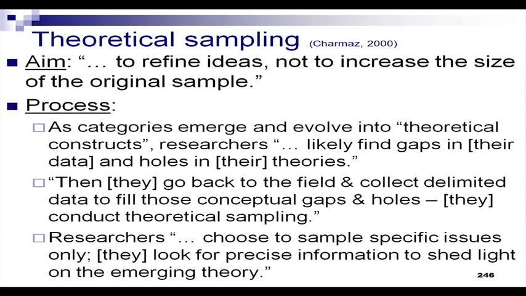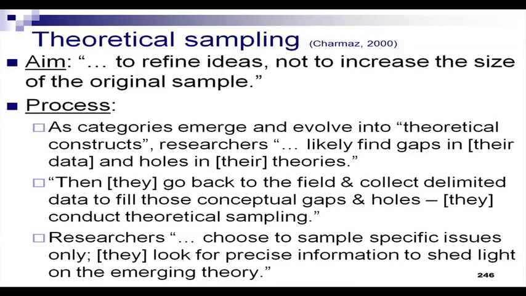Then they go back to the field and collect delimited data to fill those conceptual gaps and holes, and researchers then conduct theoretical sampling. So we take some information, we check, and then we say, okay, something is missing. We go back, we collect the information, and then we conduct theoretical sampling. Then we choose to sample specific issues. After that, we don't go in and sample the whole theory. We sample specific issues only, and researchers look for precise information to shed light on the emerging theory.